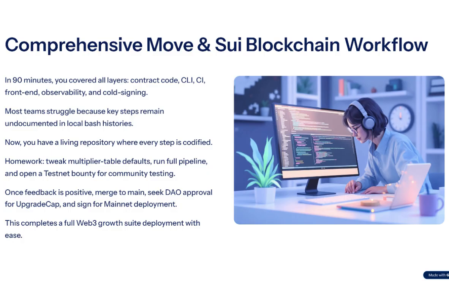Take the homework. Tweak multiplier table defaults. Run full pipeline. Open a testnet bounty for community testers. When feedback is green, merge to main. Have the DevOps lead approve upgrade cap. Sign mainnet. And you'll have shipped a full Web3 growth suite without breaking a sweat.